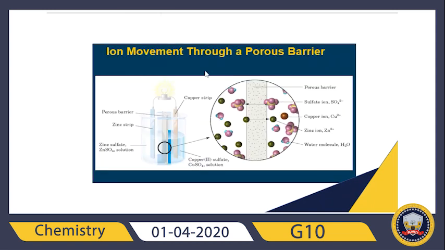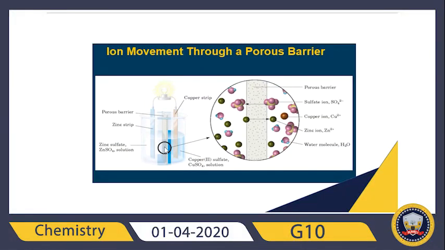So guys, here is another diagram to show how ions will move through a porous barrier. Okay, then again, in the electrochemical cell we have two electrodes, the zinc strip and the copper strip. The zinc strip is immersed in zinc sulfate solution, the copper strip is immersed in copper sulfate solution, and between them, guys, we have the salt bridge or the porous barrier that will allow certain ions to move through it.